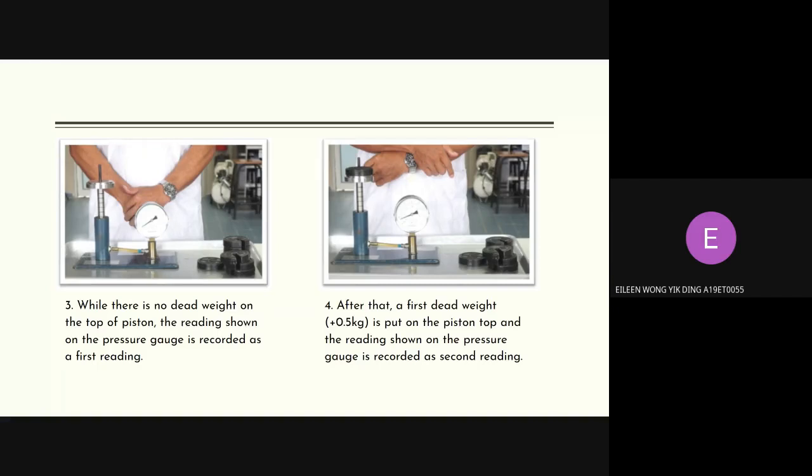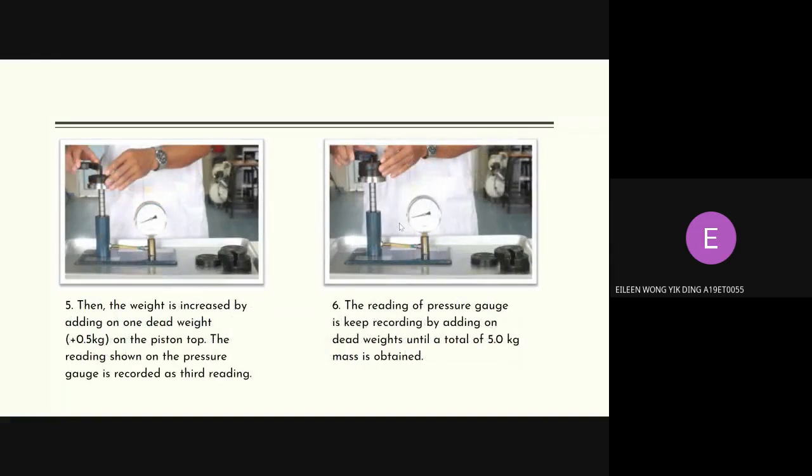After that, a first dead weight around 0.5 kg is put on the piston top, and the reading shown on the pressure gauge is recorded as second reading. Then the weight is increased by adding on one dead weight on the piston top. The reading shown on the pressure gauge is recorded as third reading. The reading of pressure gauge is kept recording by adding on dead weights until a total of 5 kg mass is obtained.